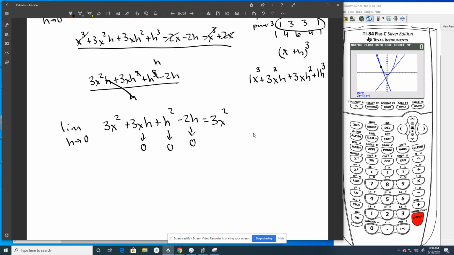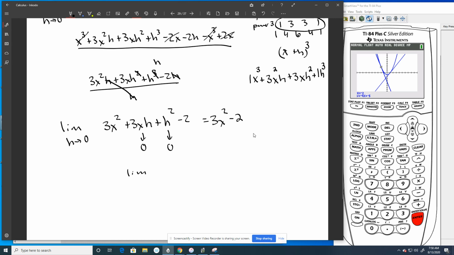Oh, I shouldn't have an h there. I'm looking at that thinking something's wrong. See what happens? We all make mistakes. That h right here canceled out, and I was supposed to just write minus 2. So this minus 2 doesn't cancel either. There's no h with it. So I've got 3x squared minus 2.